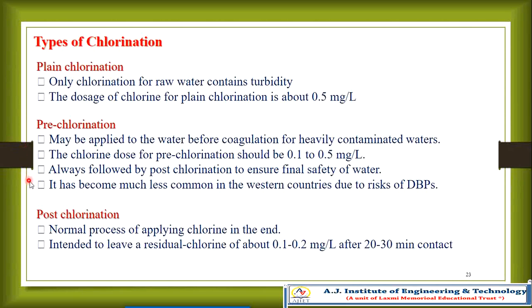Pre-chlorination should be avoided. Why I am telling this is, plain chlorination is okay, it's normal chlorination, and post-chlorination is also no problem. But pre-chlorination is when you add chlorine during coagulation because the water is heavily contaminated. There will be a removal, but what happens? With the removal of organic matter, a byproduct will be formed. This byproduct is again carcinogenic. So, many of the big Western countries have removed this method because DBPs form. Disinfection byproducts will be formed, so many Western countries are not following it.